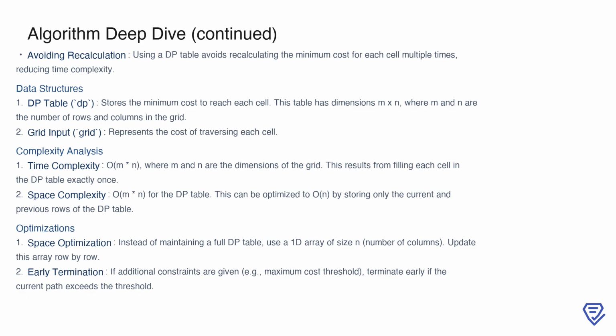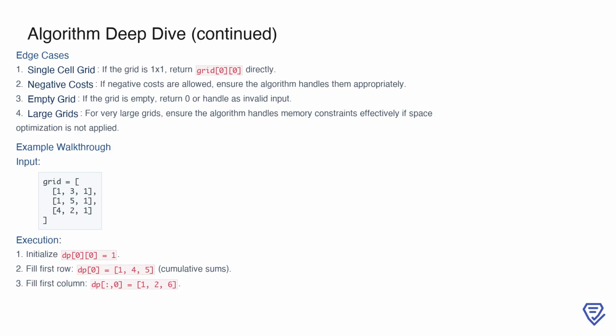Additionally, we can optimize further by using early termination if constraints like a maximum cost threshold are specified. When implementing this algorithm, it's important to handle edge cases effectively. For a single-cell grid, the result is simply the cost of that one cell. If negative costs are permitted, the algorithm should account for this while maintaining correctness. For an empty grid, we return 0 or handle it as invalid input. For very large grids, we need to ensure that the algorithm can manage memory constraints efficiently, especially if the full DP table is used. Let's walk through an example to solidify these concepts.